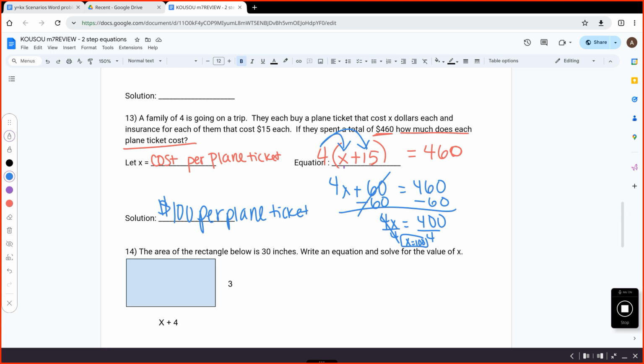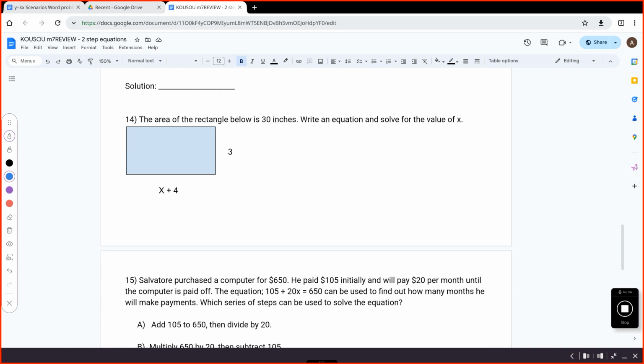All right, moving on. The area of the rectangle below is 30 inches. Write an equation and solve for the value of x. All right, so you should know by now that the area is equal to length times width. So we've got length of 3 and width of x plus 4, and we know that our area is 30 inches. So I'm going to plug in 30 for the area, 3 to be the length, and x plus 4 to be the width.